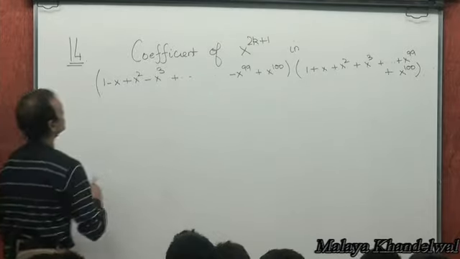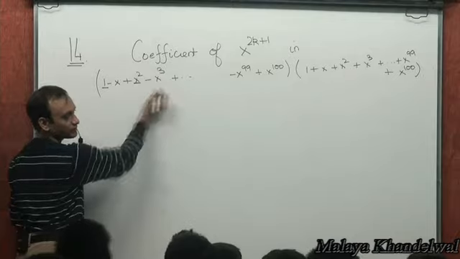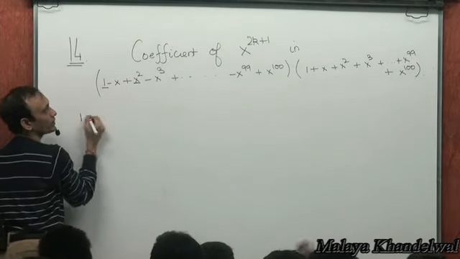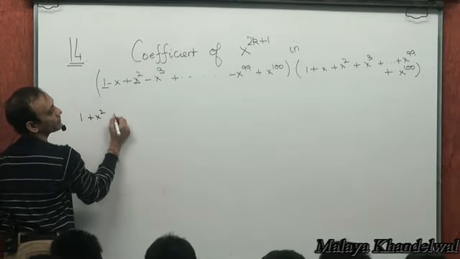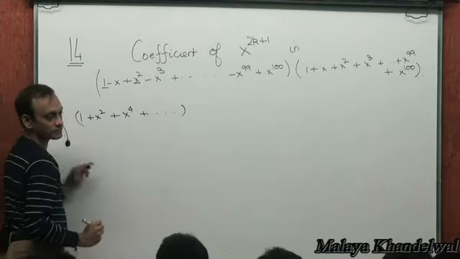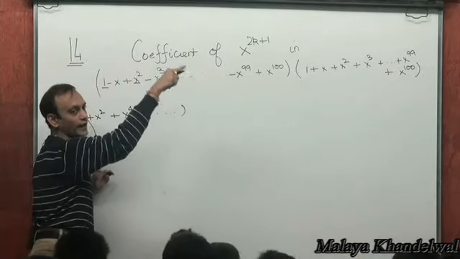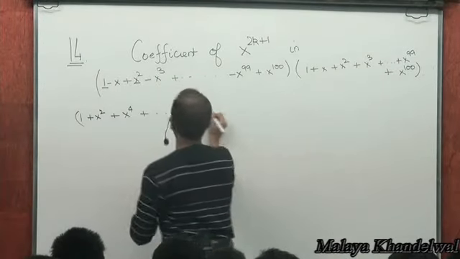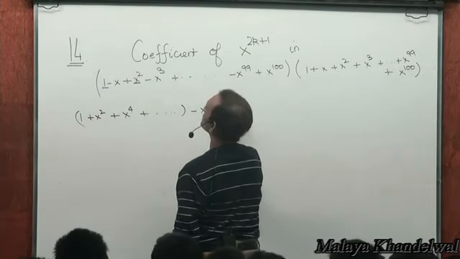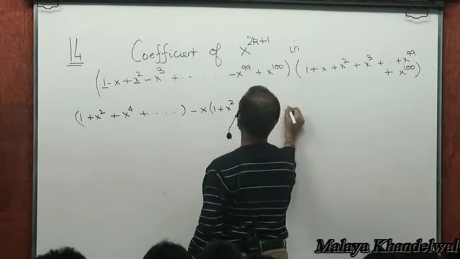Look, what I do is I collect the positive terms and the negative terms here. The positive terms in the first parenthesis are 1 plus x square plus x power 4. These are the positive terms. And the negative terms are minus x cube, minus x power 5, and so on and so forth. So minus x, I take x common from the negative terms: x into 1 plus x square plus x power 4, and so on and so forth.